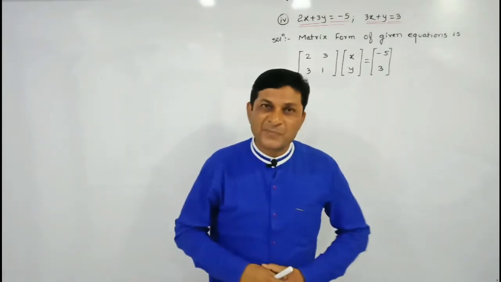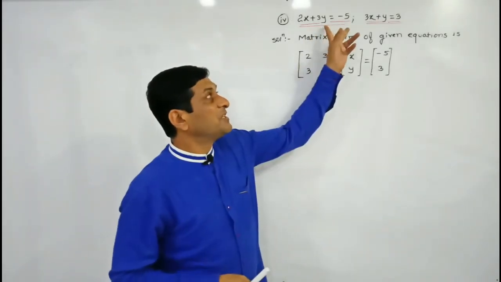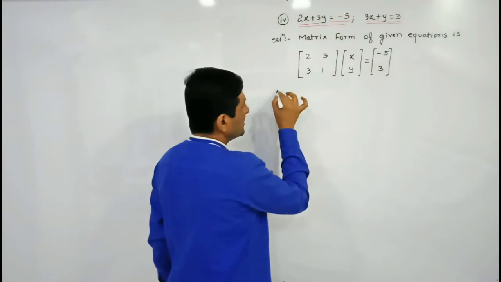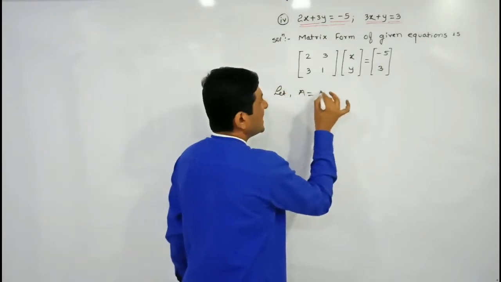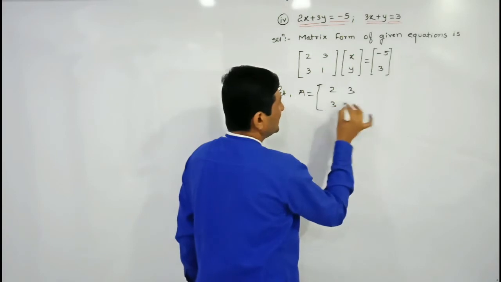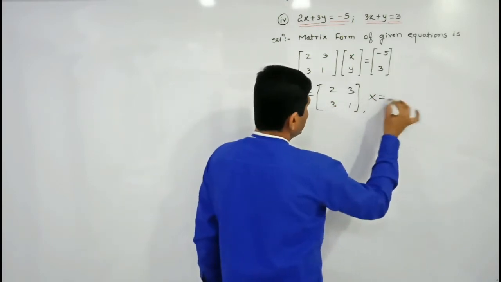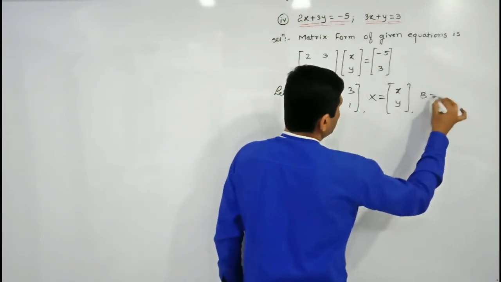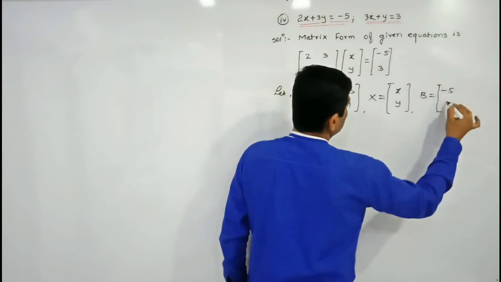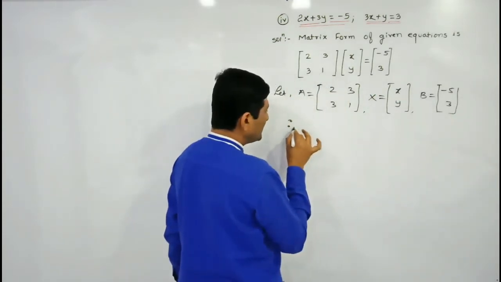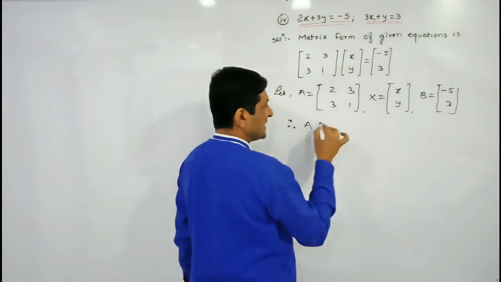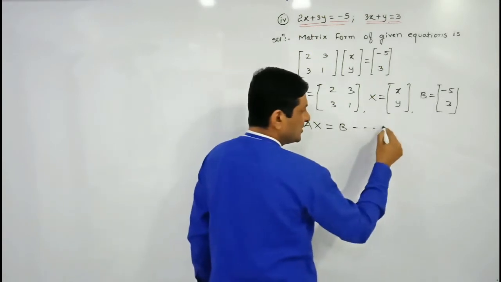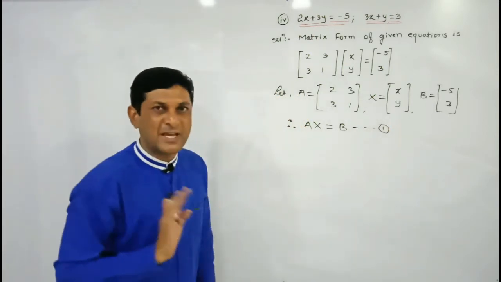Now see example number 4. In this example, whatever equations are given, first we write the equation in matrix form. So now we denote the first matrix by A, where its elements are 2, 3, 3, 1. Denote the second matrix by X, its elements are x, y, and denote the third matrix by B, where its elements are minus 5, 3. Whatever new equation we have got here, denote this equation by equation number first.